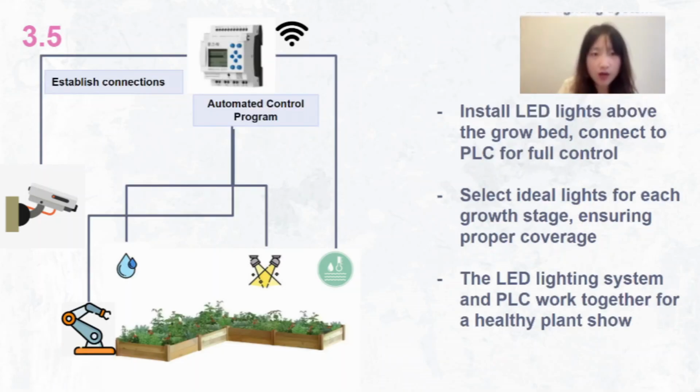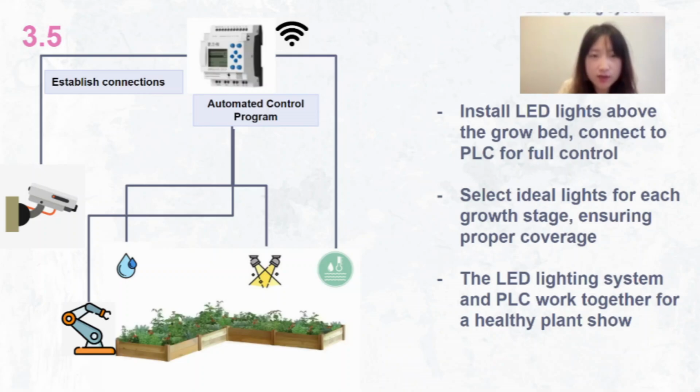Our final highlight is the LED lighting system. Connected to the PLC, it will provide the light conditions for each stage of plant growth. This is because with too little light the plants will become pale, while with too much light the plants may turn yellow. Maybe using an artificial light source could benefit them.